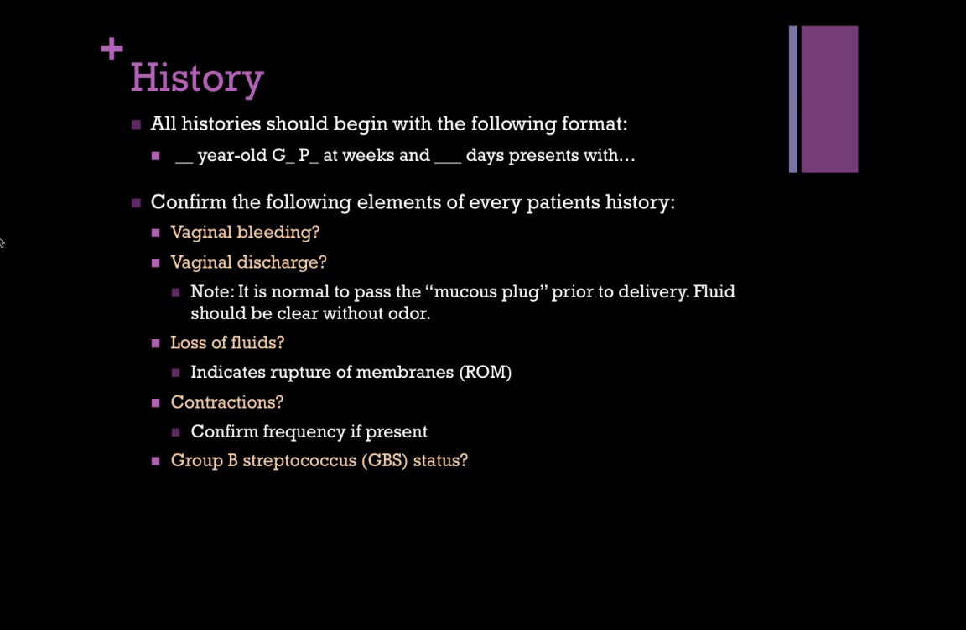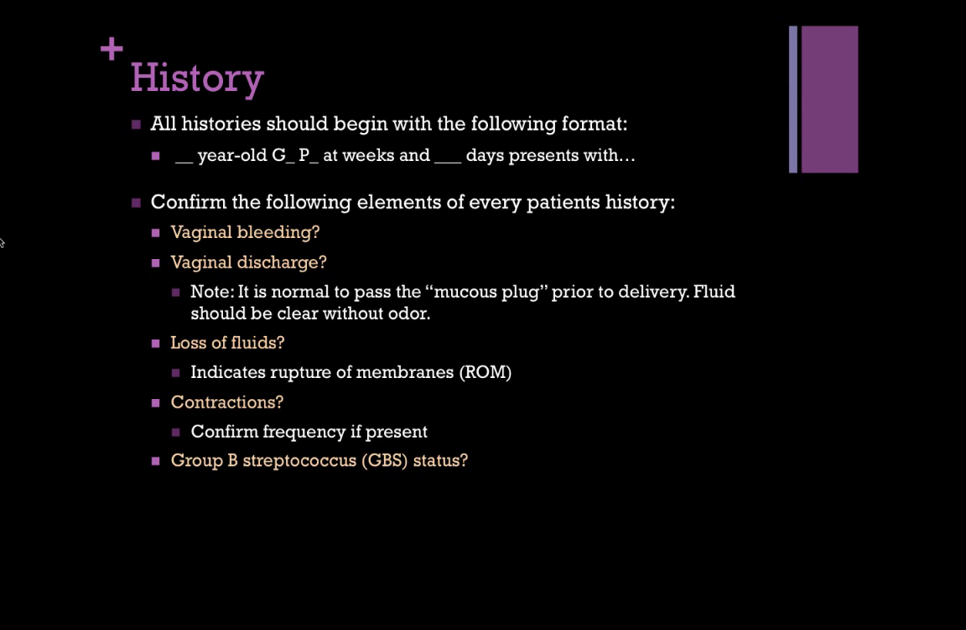So all OBER patients will start with a history. So this is just your initial triage. You're trying to figure out where this lady is. Some of them will be coming from our clinic. Some of them will be coming from private offices. So you may or may not have their background OB notes. All histories should start with the following format, which I'll fill in. For example, a 27-year-old G3P2 at 37-2 presents with the following. And then you will confirm the following elements of the patient's history.